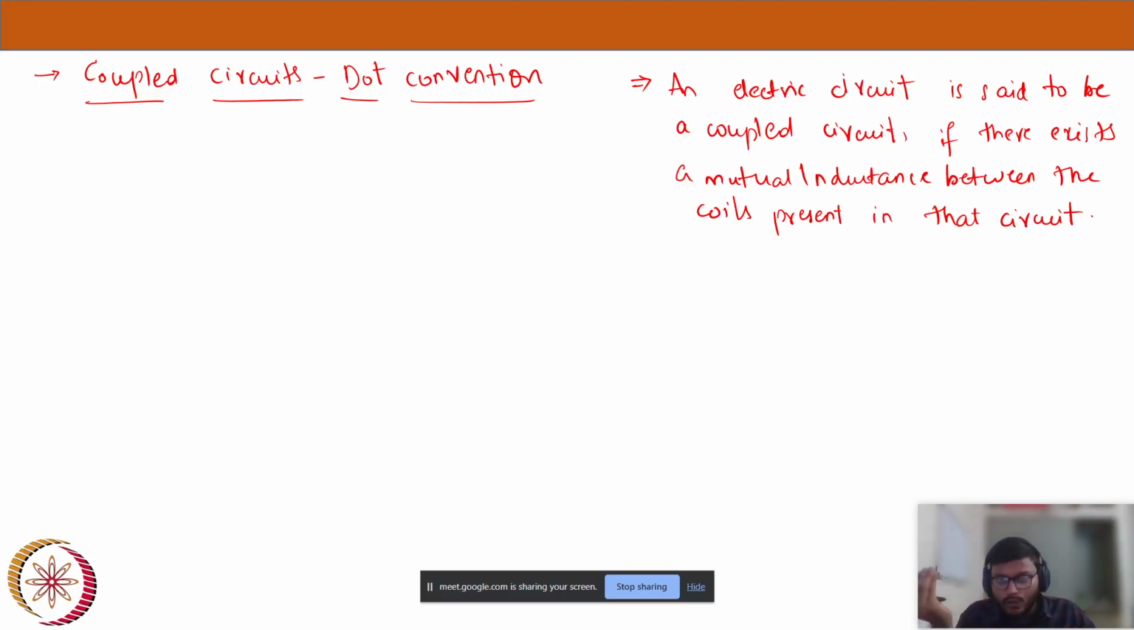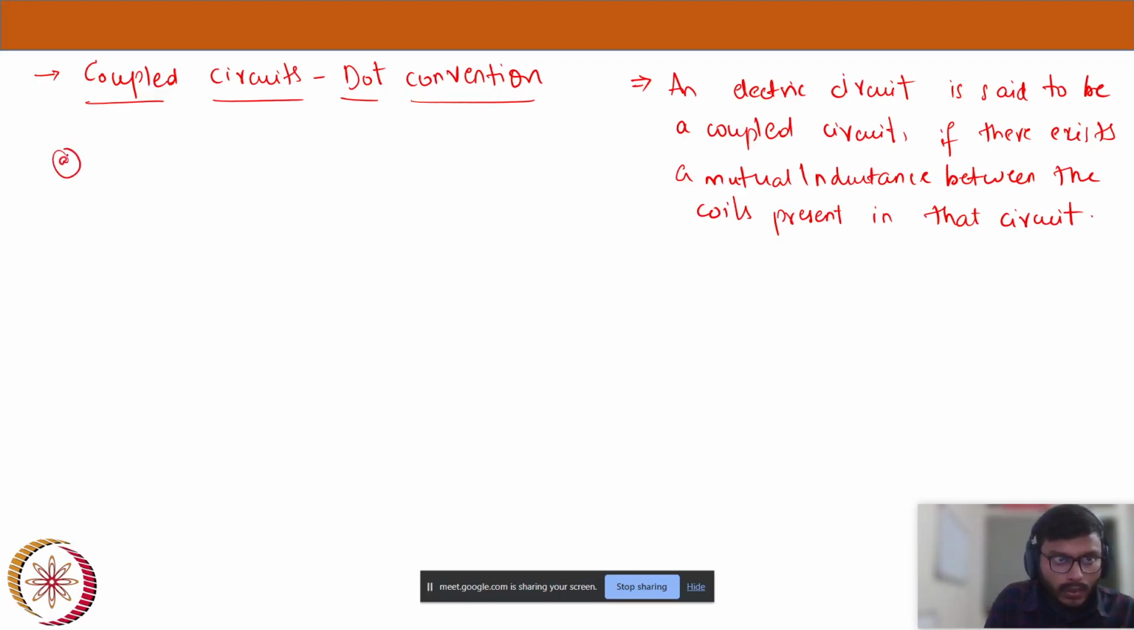So why is it useful? Why is the polarity useful? Because whenever you are solving for a KVL or doing some kind of circuit analysis, the dot terminal is useful so that you can determine the voltage polarity at that point. That's the use of your dot convention. Now we will see what exactly it represents.